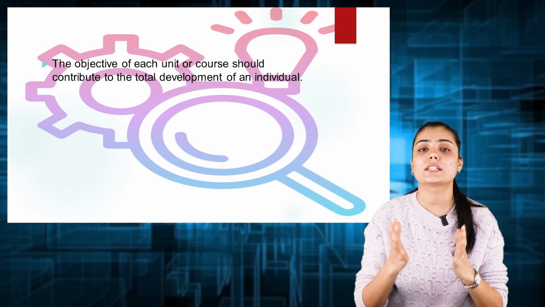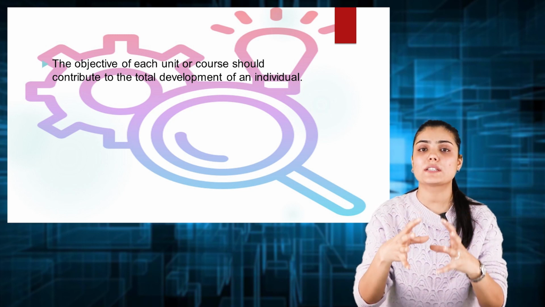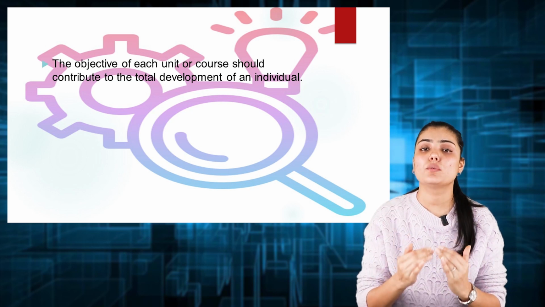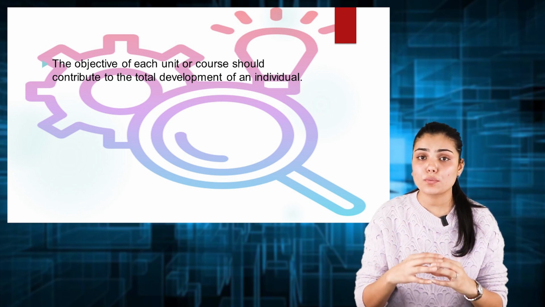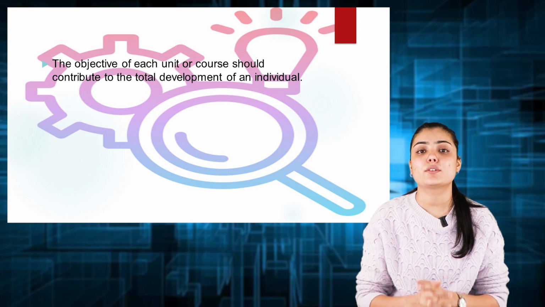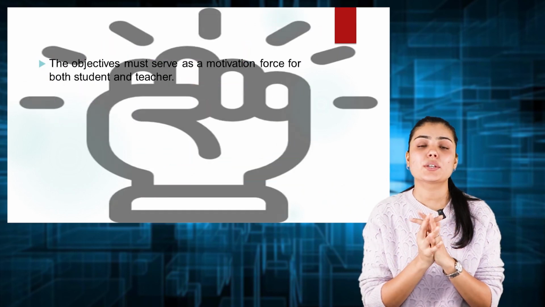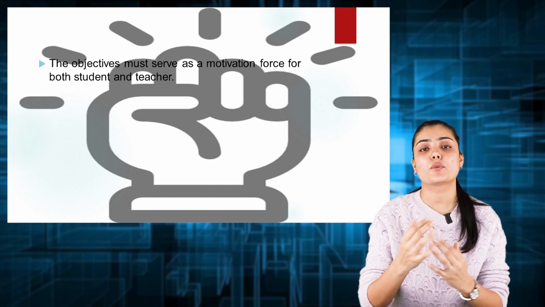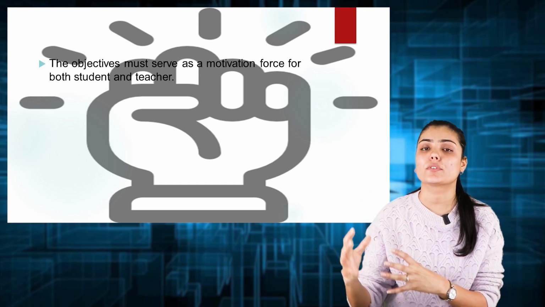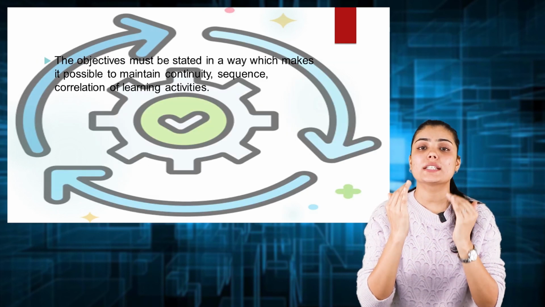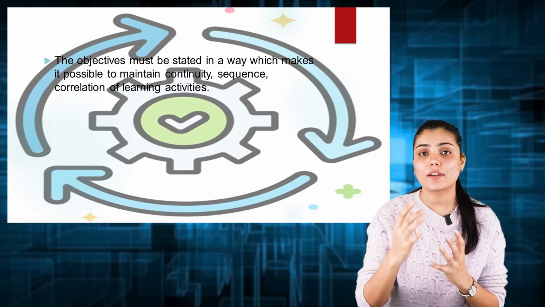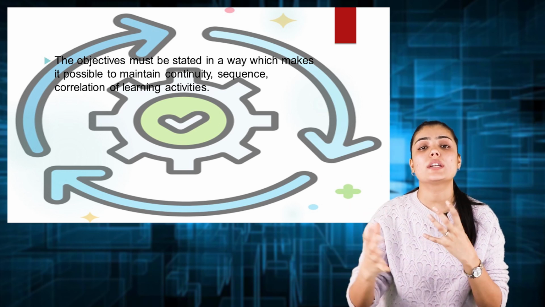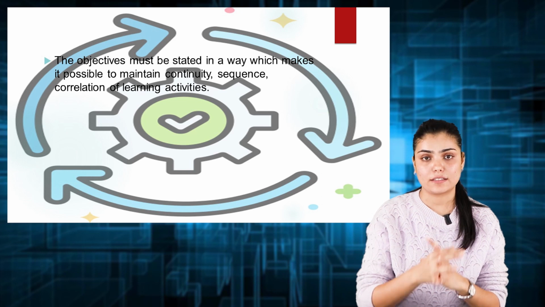We have different objectives for a particular topic, right? A specific objective for a specific topic. So the objective of each unit or each topic must contribute to the total development of an individual. The next criteria is the objectives must serve as a motivating force for the teacher as well as for the students. And the objectives must be stated in a manner which reflects continuity, sequence and correlation of various learning activities.